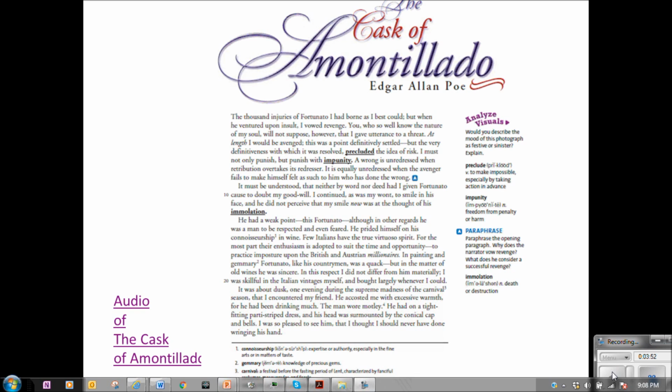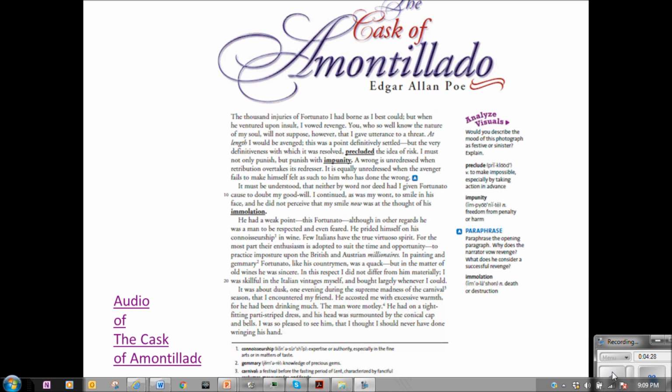It is equally unredressed when the avenger fails to make himself felt as such to him who has done the wrong. It must be understood that neither by word nor deed had I given Fortunato cause to doubt my good will. I continued, as was my wont, to smile in his face, and he did not perceive that my smile now was at the thought of his immolation. He had a weak point, this Fortunato, although in other regards he was a man to be respected and even feared. He prided himself on his connoisseurship in wine.